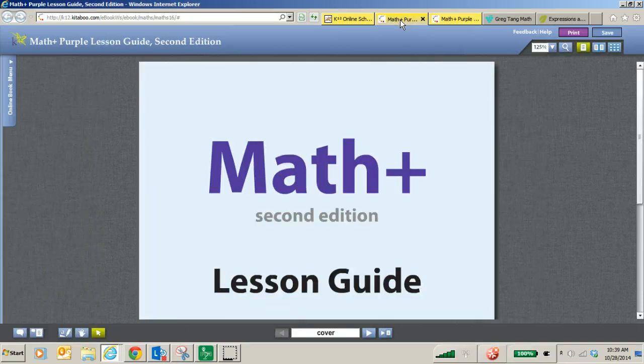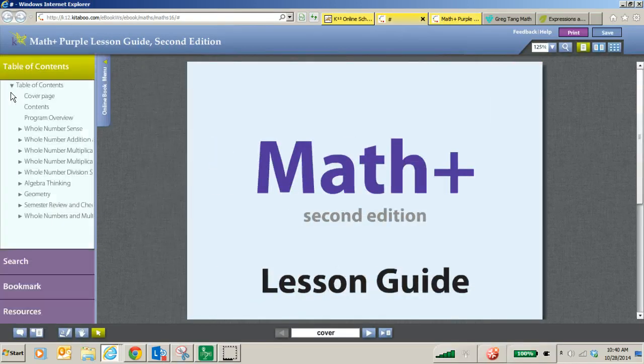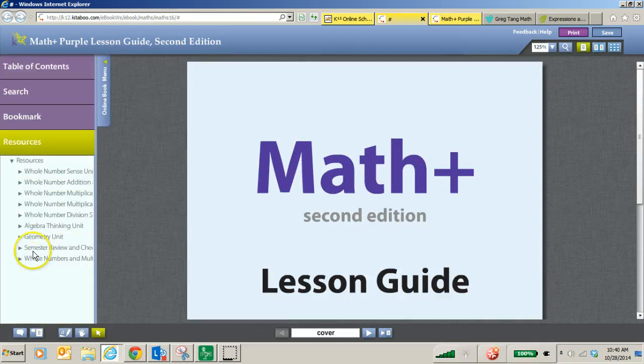Now at the end of this unit, you will have an extended problem solving and reasoning. So when you go to the lesson guide, you can go down to resources and you can go to algebraic thinking unit and then go to the extended problem solving. Remember, you can open this up and you can also see the answer key. There are also some fun input-output tables that you can print out here, as well as some centimeter grid paper.